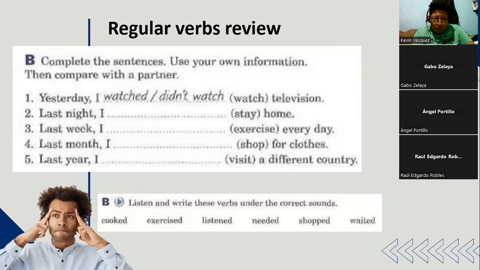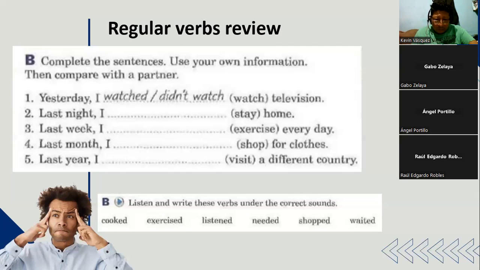Now look at the verbs here. Cook, exercise, listen, knit, shop, and wait. ¿Cómo vamos a pronunciar el ED final de estos verbos regulares? Teníamos tres sonidos. Aprendimos eso el día de ayer. We have this sound, this sound, and this sound. El primero, cook. ¿Con qué sonido termina? Cook. ¿Con cuál de los tres sonidos? Cook, cook. T sound, yes.